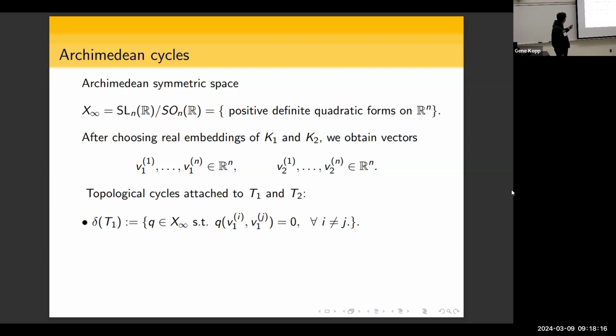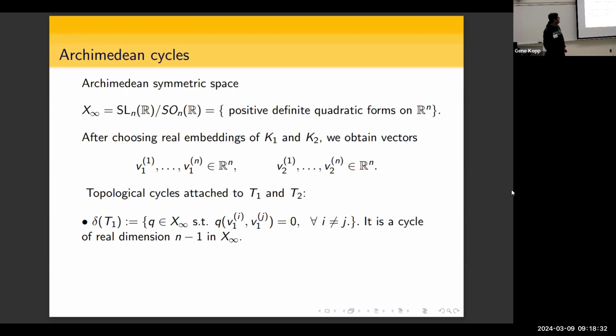So I'm imposing a lot of conditions. I should have maybe said that the symmetric space X infinity has dimension n times (n plus 1) over 2 minus 1. So it's roughly quadratic in n. That's what this cycle, delta T1, here I impose a quadratic number of conditions as well in my cycle, and it ends up being of real dimension n minus 1 in X infinity.